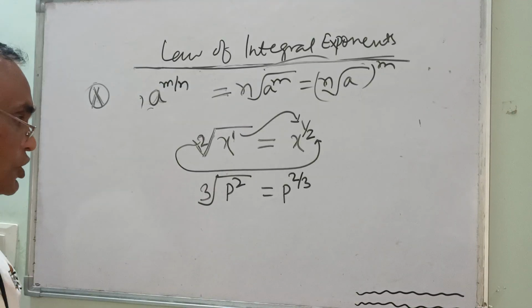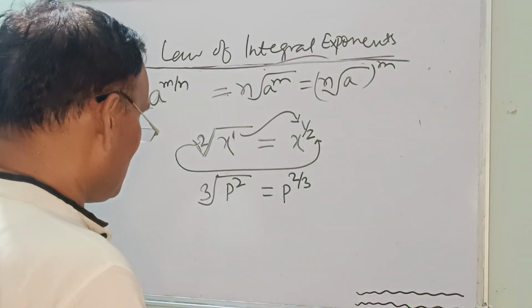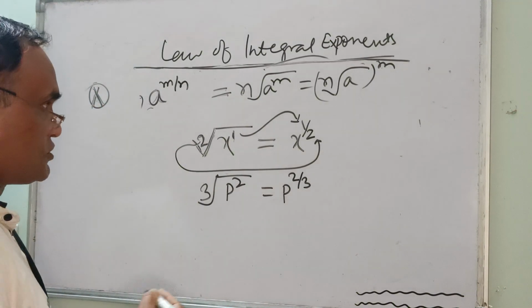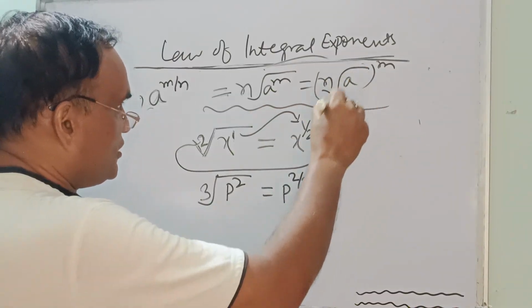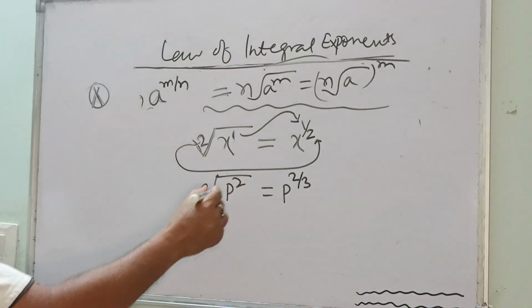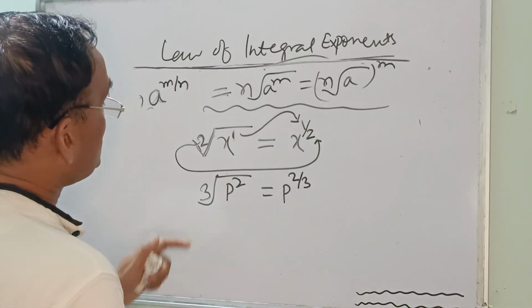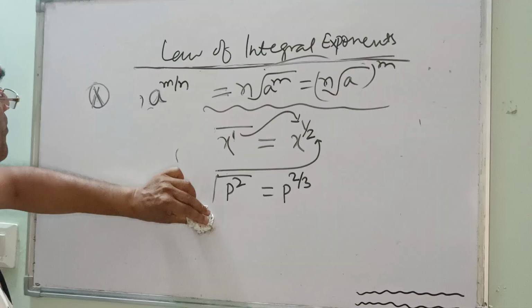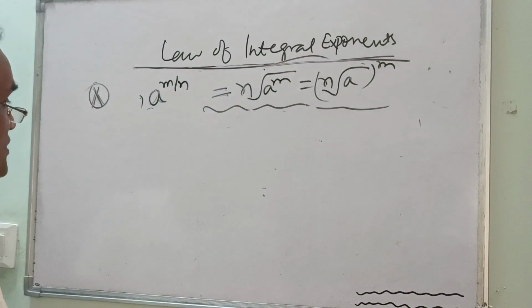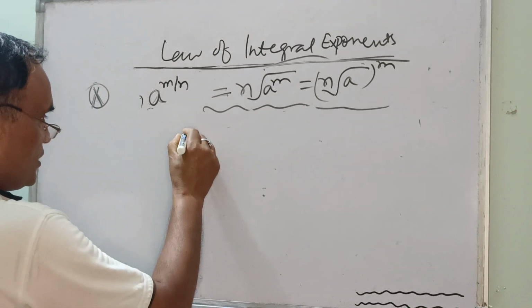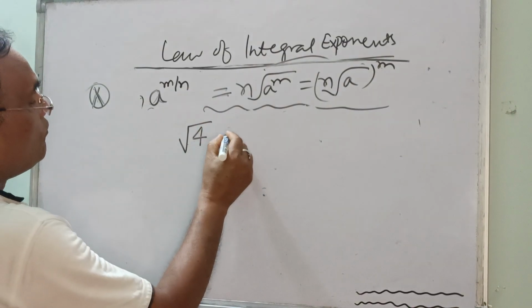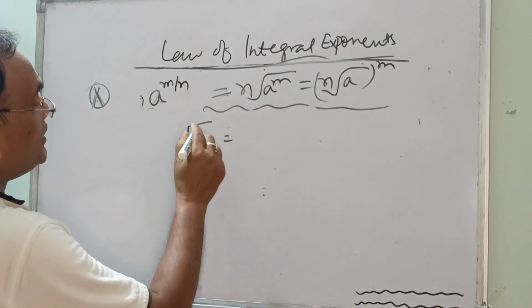So gentlemen, now we are going to solve some very good questions. How can you solve this? Right. We'll take some more examples, because this is a very important law of integral exponents. Now, if in place of p you write some digits, suppose here it is a 4, root under 4. What can you write? No, write here 9, no issue.